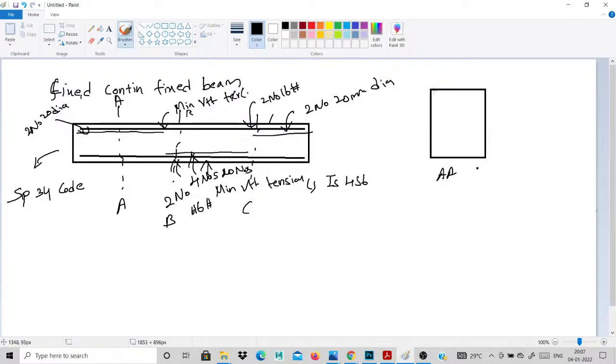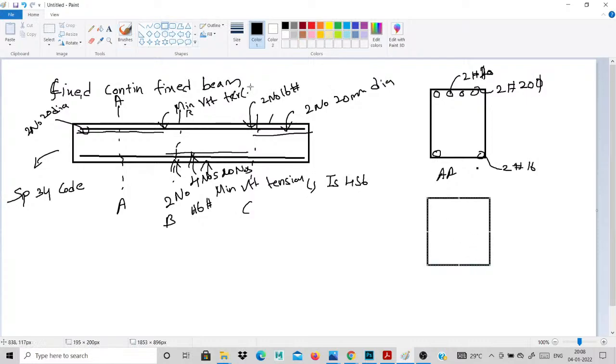This is my top zone. In the top zone I provided four bars. See, automatically this is a minimum of two bars, then these two bars, totally four bars. In the compression zone, the bottom zone, I provided only minimum reinforcement: two number 16 mm dia and two number 20 mm dia at this corner.